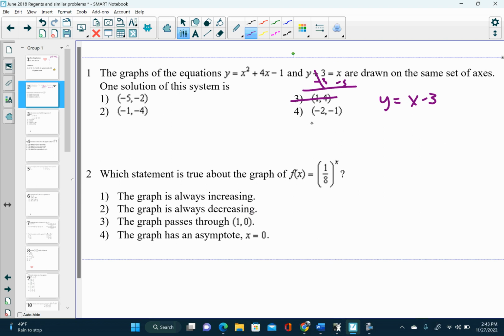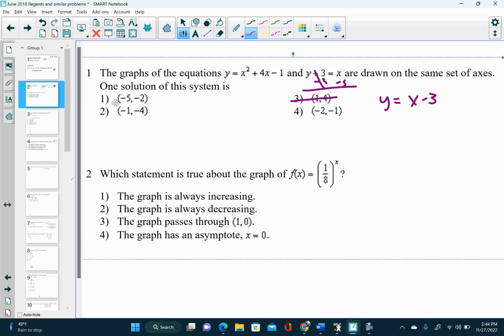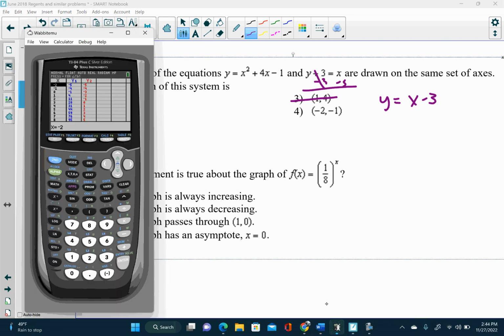Okay, and then I want to look at -2, -1, which is not true. If I look across from -1, I see -4, -4. So -1, -4 is a solution, and therefore that works. If I wanted to check the last one, which is -5, -2, I go up to -5 and I don't have -2, -2. So that also does not work.